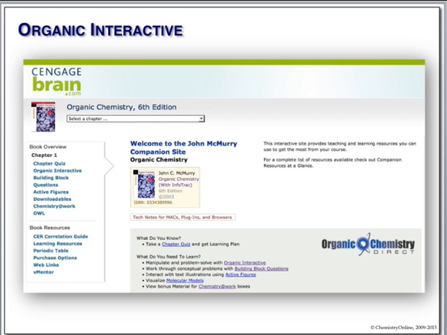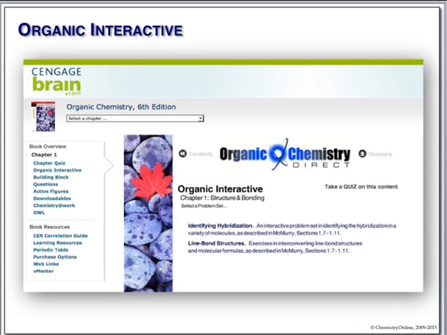But you can select a chapter from the book. Organic Interactive is the thing that you would like. And what you'll see is, like for structure and bonding, hybridization, line bond structures, stuff like that. You click on these, and there are problems and explanations. Now again, the technology is much older than we like now, but still it's a very nice way to review. Lots of nice things in there actually. So I will put this link up again on Blackboard.